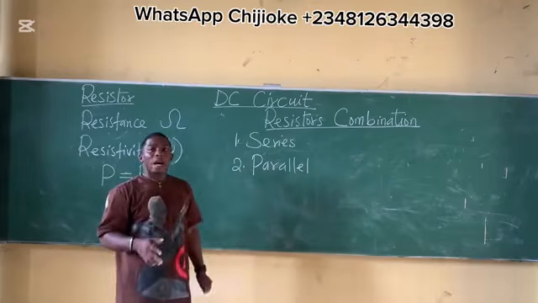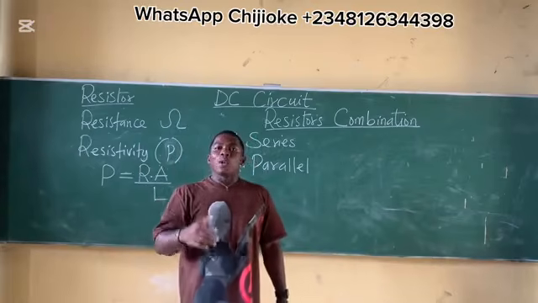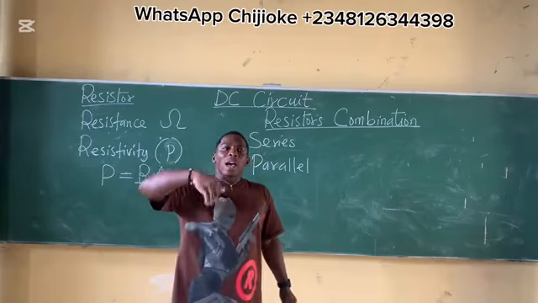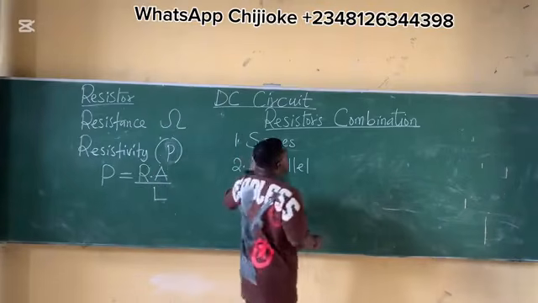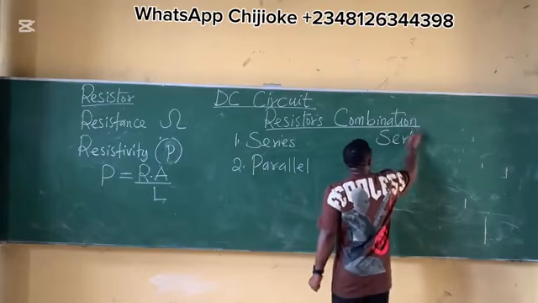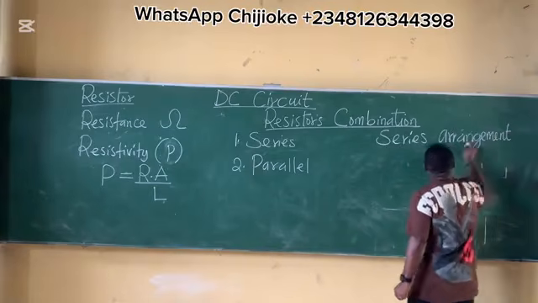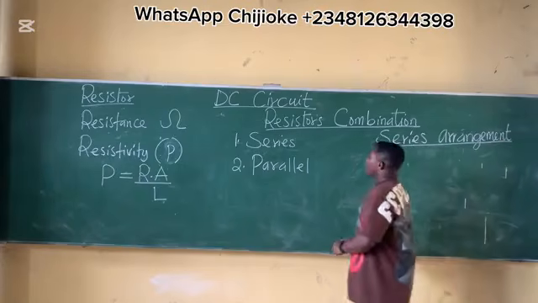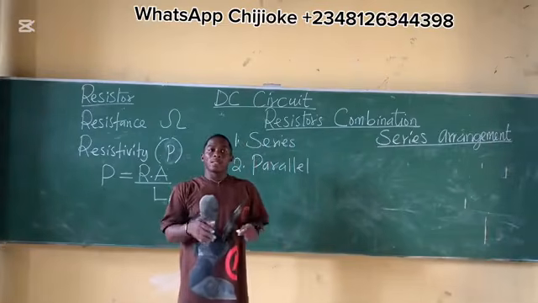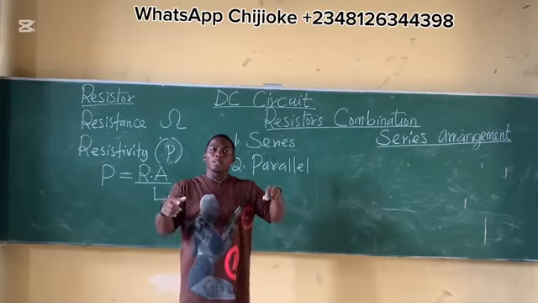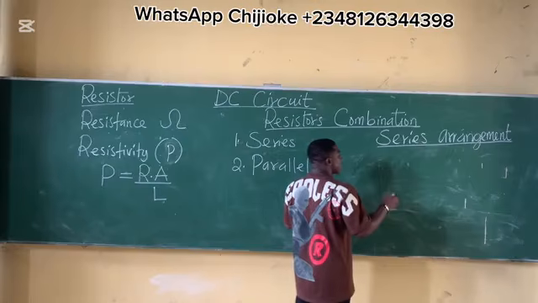Now let's start with series arrangement of resistors. I want you to get the important information because at the end of this class, you should be able to reduce a circuit and calculate the current across a particular resistor. Series arrangement of resistors is when resistors are connected end to end. When they are connected end to end, it is called a series arrangement.